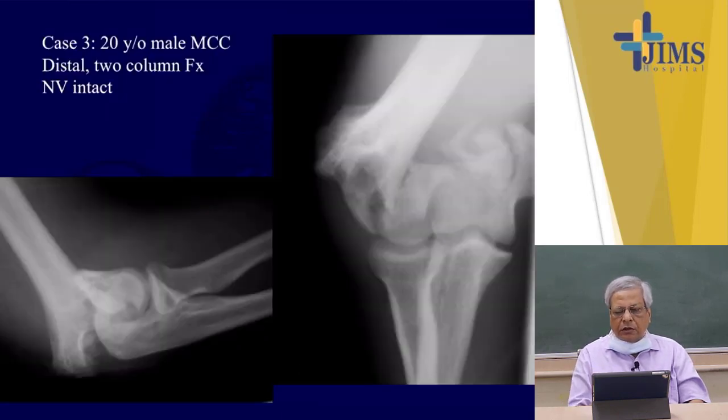This is a 2-column fracture. This is an intra-articular fracture plus one column fracture here, one column fracture there. This is also comminuted on the medial side. This is a 2-column fracture, neurovascular intact.